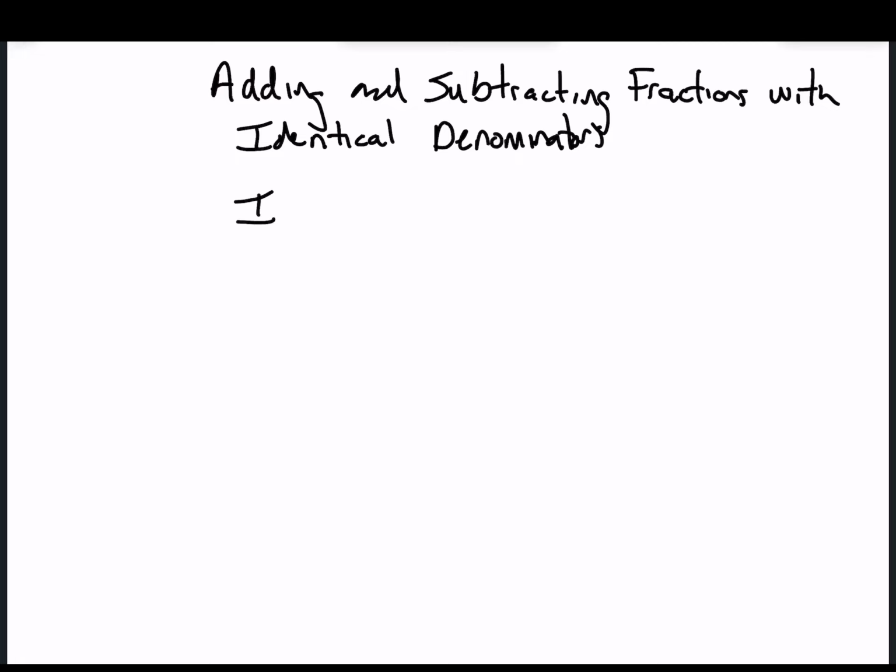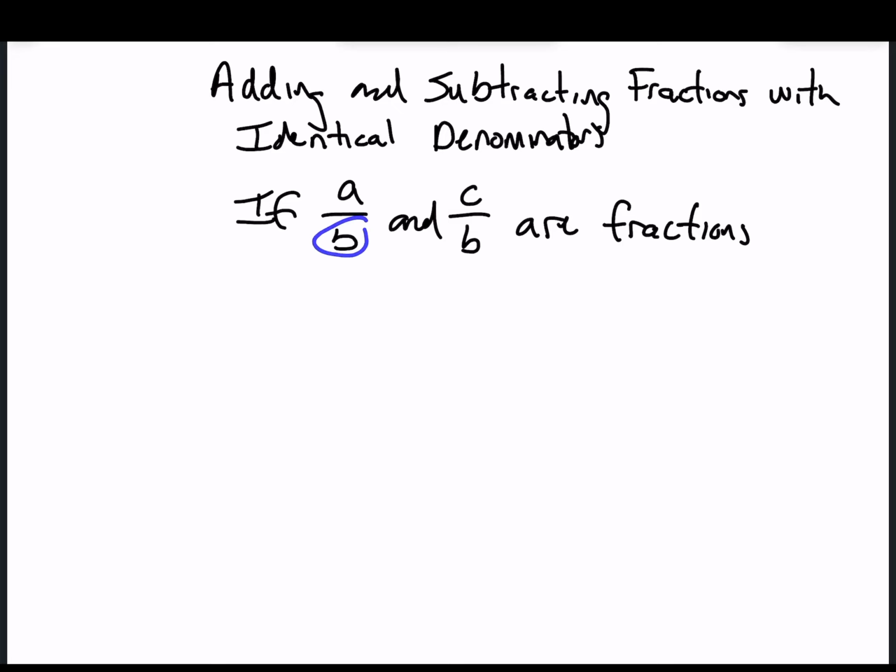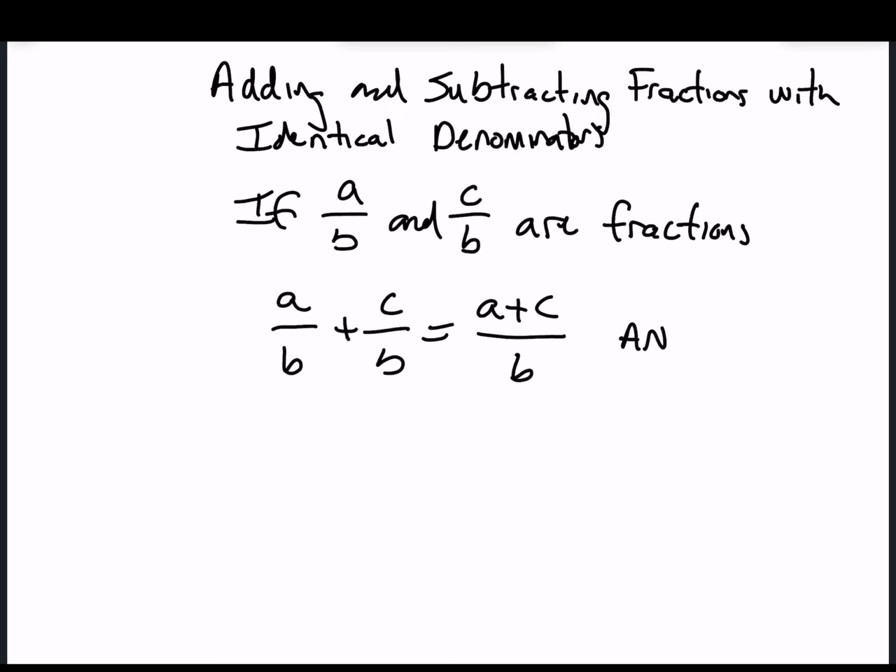So, if we have two fractions, a over b and c over b, notice right now that they have the same denominator, b, then we have that a over b plus c over b is equal to a plus c over b, and a over b minus c over b is equal to a minus c over b.